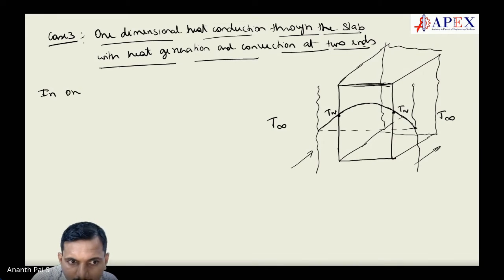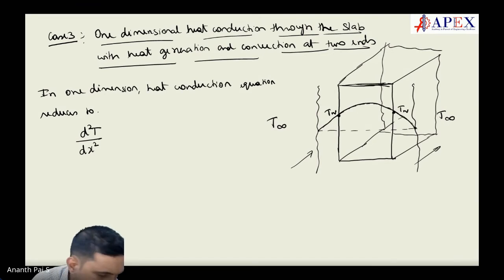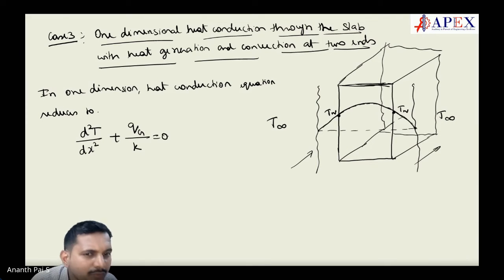Now let us see what the equation is in one dimension. The heat conduction equation reduces to d square T by dx square plus qg by k is equal to 0. Of course, steady state.